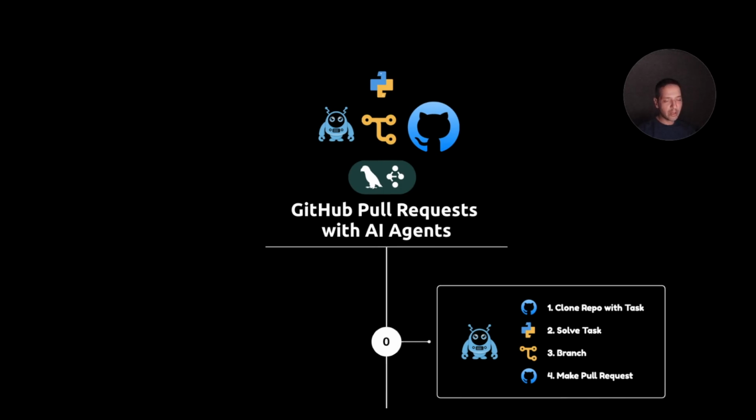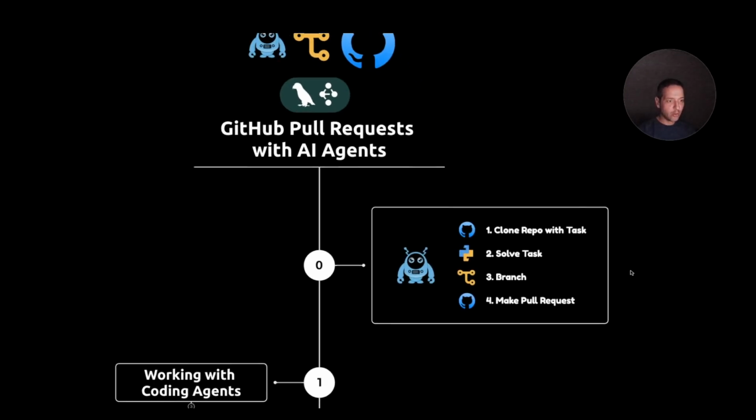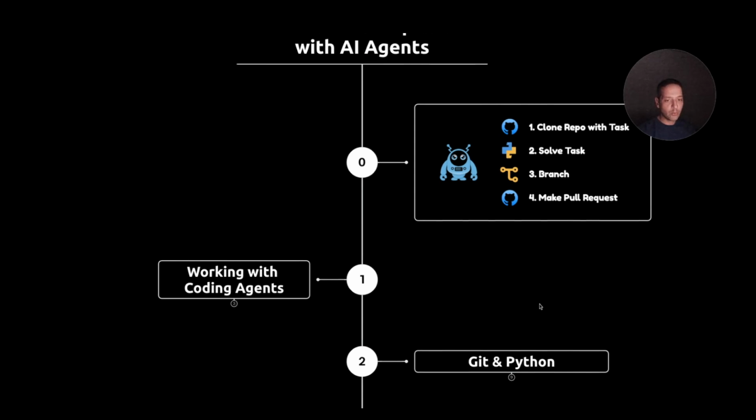Alright, so in this video, we're going to have an AI agent make a pull request against a repo on GitHub. I'm going to show you how we can have an AI agent clone a repo with a task, solve the task in Python, branch out, push the code, and make a pull request. And I'm going to walk you through why I think this is an interesting workflow from an automation perspective.